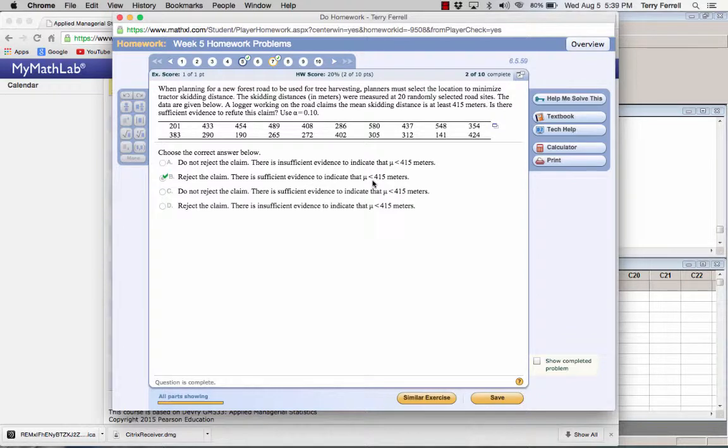That's not the claim. Honestly, I would argue with this, but I'm not, at least how they worded it. But basically, this is the logic behind how they've solved this problem. Because you're rejecting the claim, and you have sufficient evidence to support the other statement. And this is the other statement that happens not to be the null, which is at least 415. And that's it for that one.